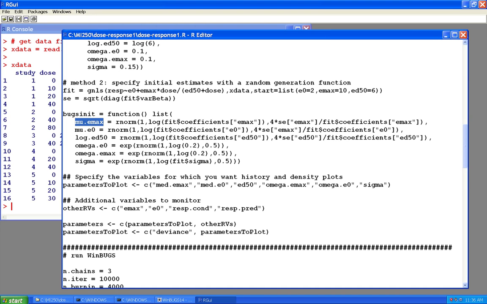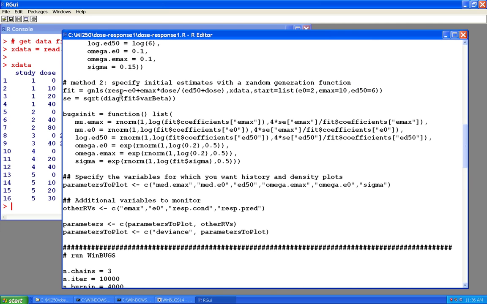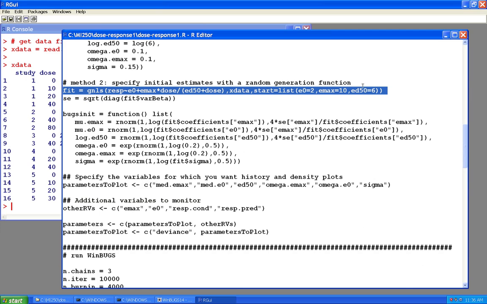So for instance, for mu Emax, recall that mu Emax is actually the mean of the log of our Emax. So that's our population mean log of Emax. So we generate rnorm 1, and oh, I see what I did here. I actually did an initial fit. I did a nonlinear regression here to get some initial ideas on what some of these parameters would be, and then I pull out the corresponding values. So here I use GNLS to do a nonlinear regression on that.